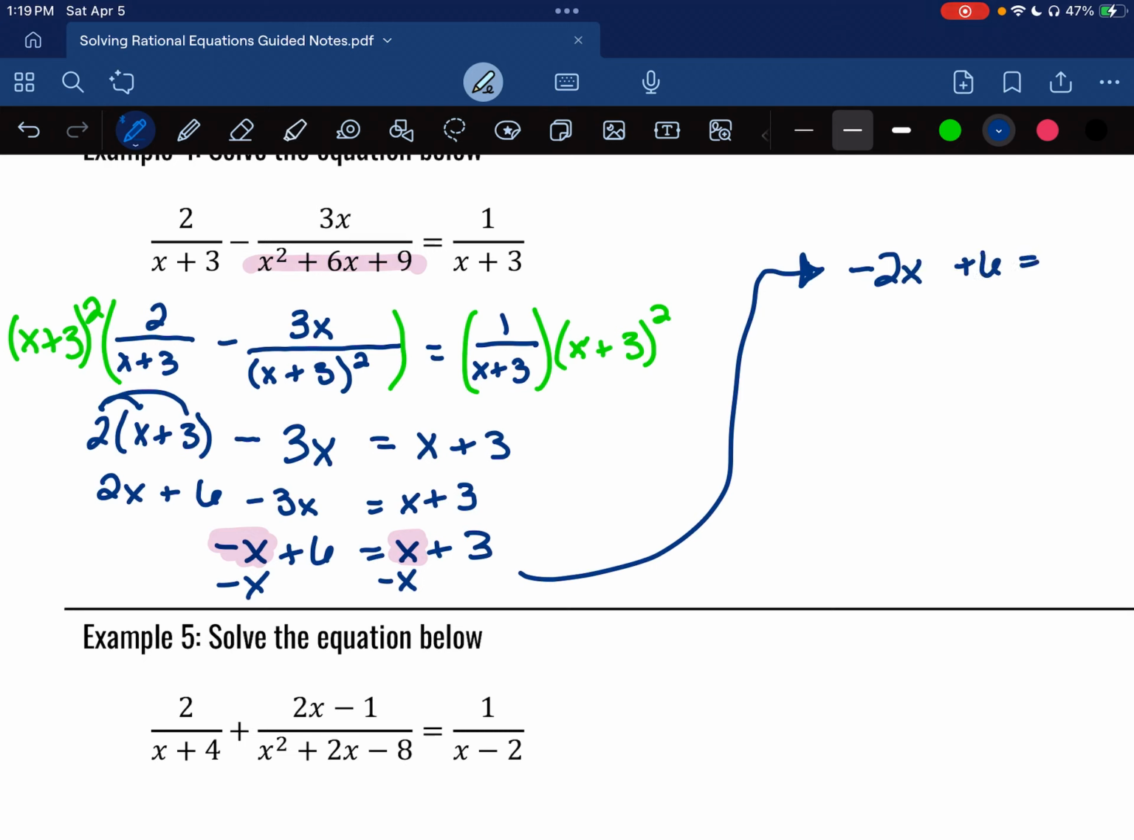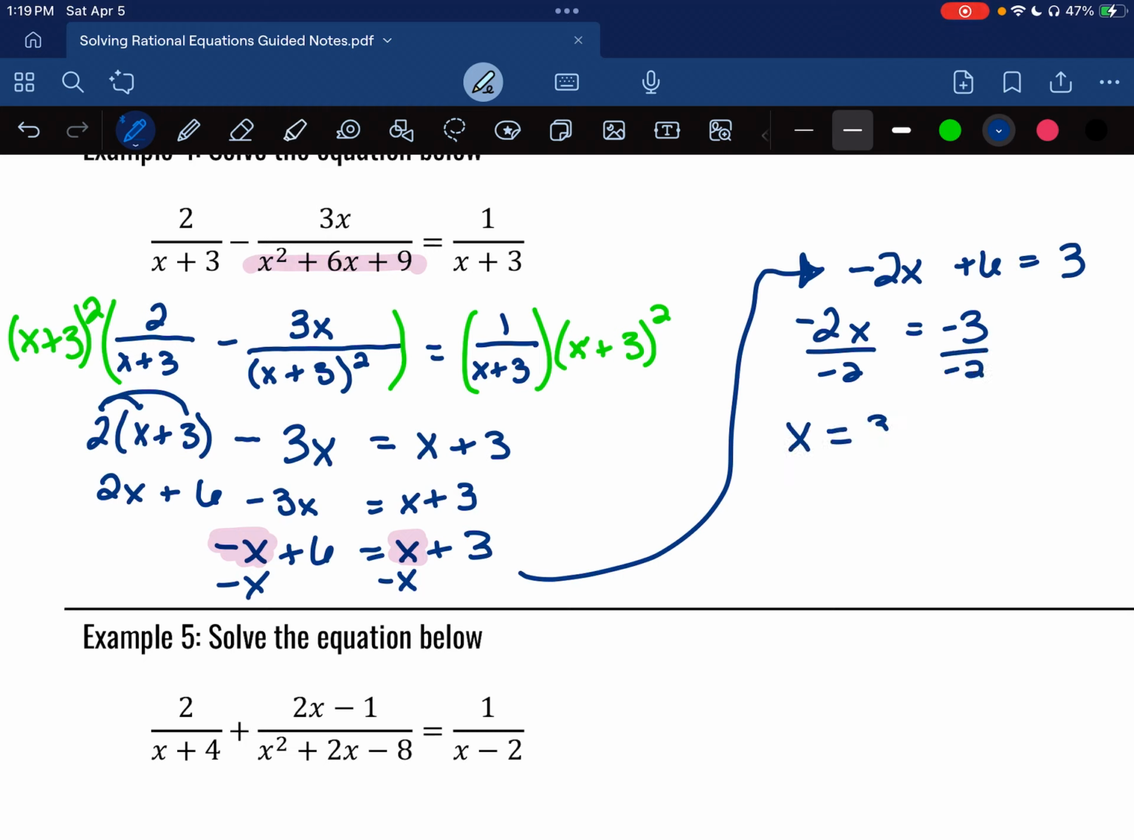What did I say, 3x? I meant negative, or positive 3. Oh dear. All right, so we got negative 2x. I'm going to subtract 6 from both sides. That's negative 3. Divide both sides by negative 2. Get x is equal to 3 halves.